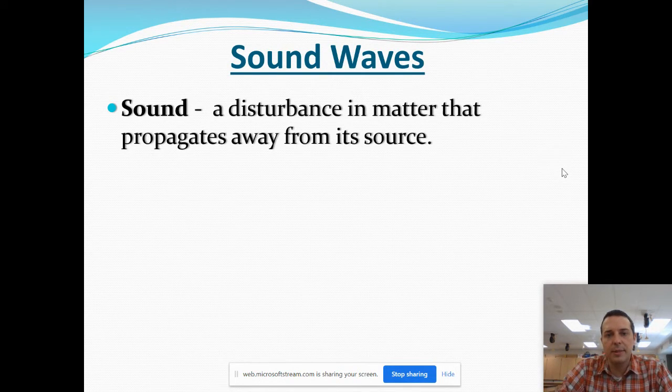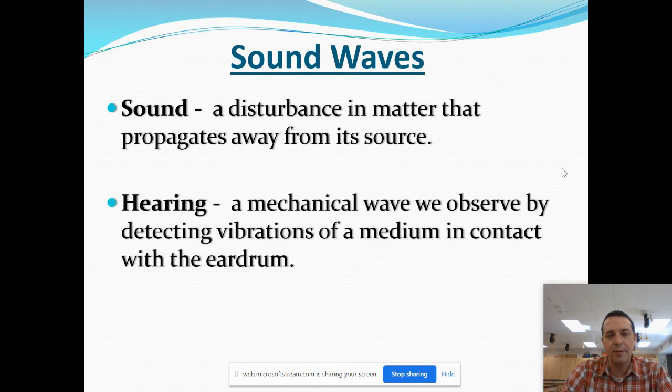Sound is a disturbance in matter that propagates away from its source. So basically any physical wave that moves through matter is referred to as sound. I want to differentiate between sound and hearing. Hearing is the observation of the mechanical wave. So sound is the wave itself that travels, and when we hear something, we're just observing a mechanical wave in our environment. So all mechanical waves would technically be sound, yet you cannot hear every mechanical wave because not every mechanical wave will touch your eardrum. That is the difference between them.